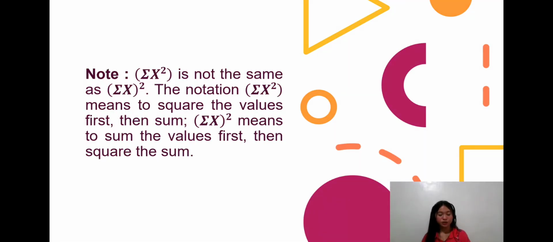So, note that the sum of the squares of the scores is not the same as the square of the sum of the scores. This notation means to square the values first, then sum. So, kini nga notation, atong i-square una ang values before nato i-add. Then, kini nga notation means to sum the values first, then square the sum. So, kini siya pasabot ani, i-add nato tanan values, then atong i-squared.